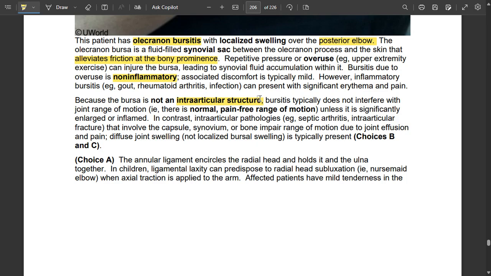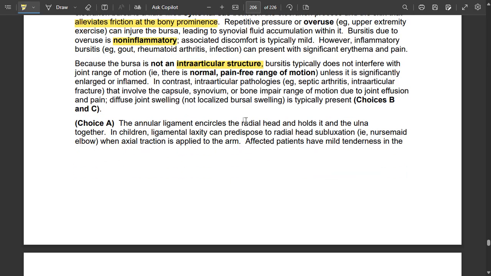In contrast, intra-articular pathology like septic arthritis or intra-articular fracture involves the capsule, synovium, and bone, with impaired range of motion, joint effusion and pain, and swelling, not localized bursal swelling, is typically present. So yeah, this is very easy to understand.